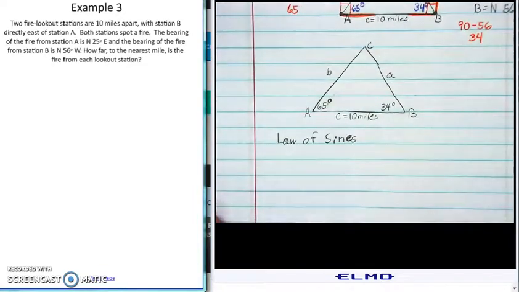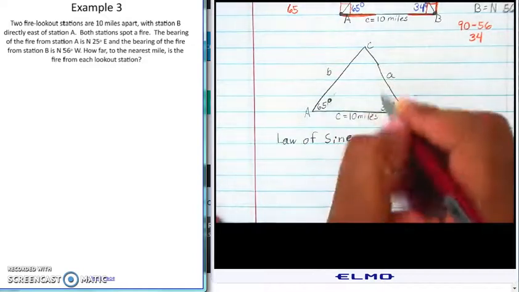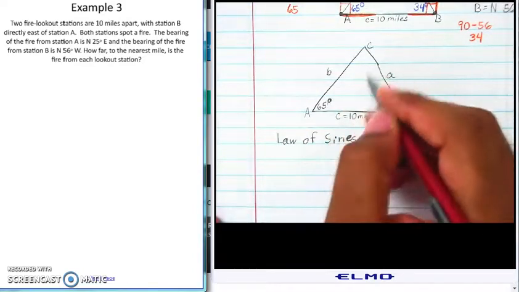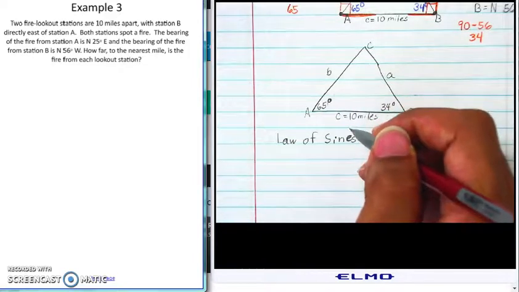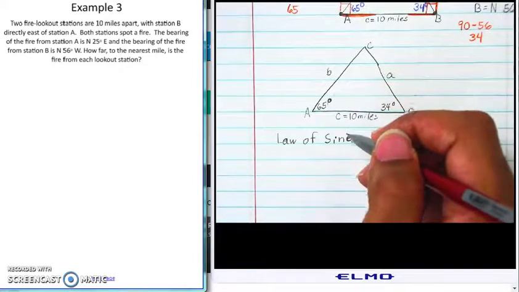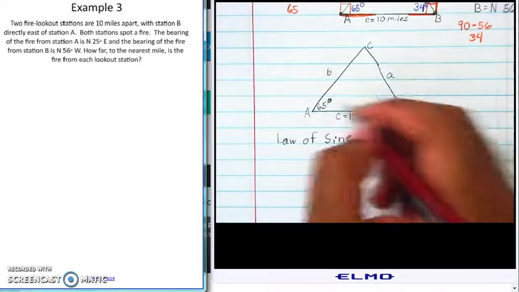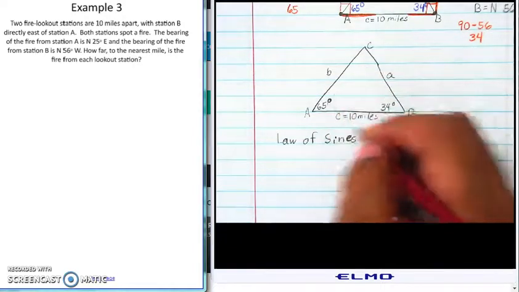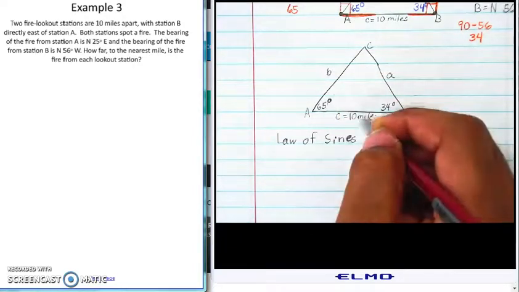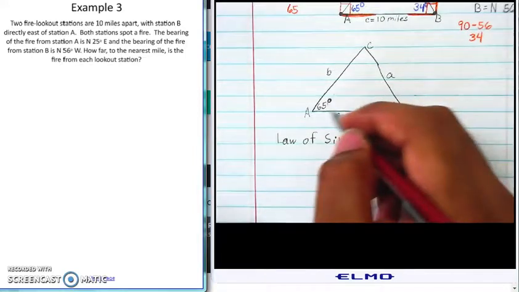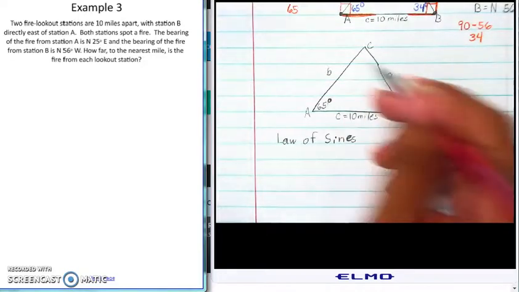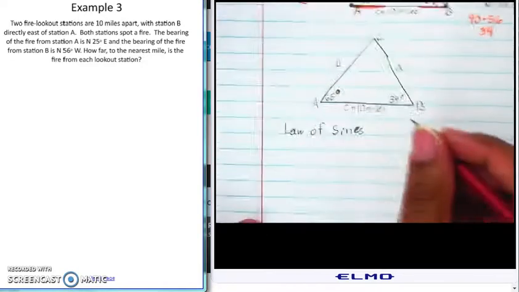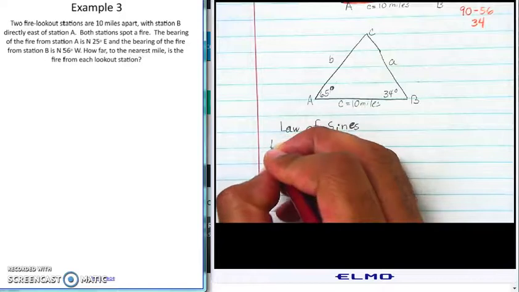Now here, just like we did before, we have to figure out what's going on, because if we use the law of sines, that means we have to have an angle and a side that match. The letters must match. On this one, we don't have any letters that match yet. We just have two angles and a side, but nothing matches. So we should be able to figure out what angle C is by just adding them up and subtracting from 180, right? So we're going to start with angle C.